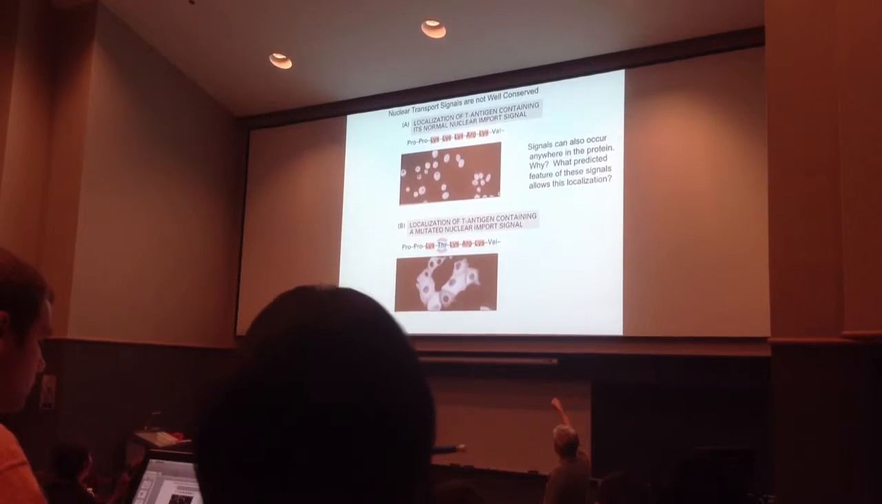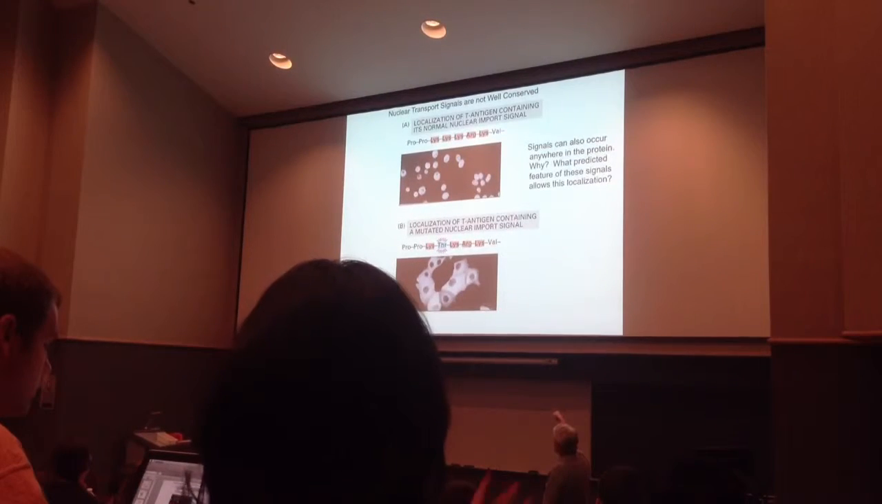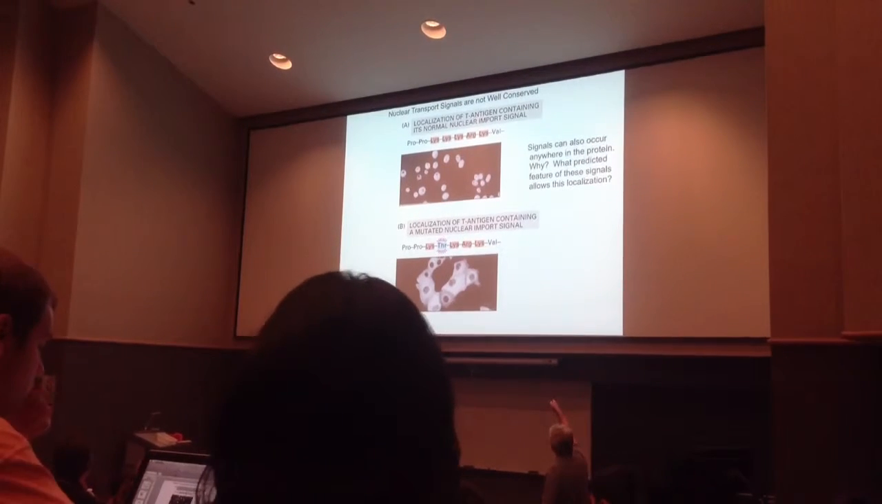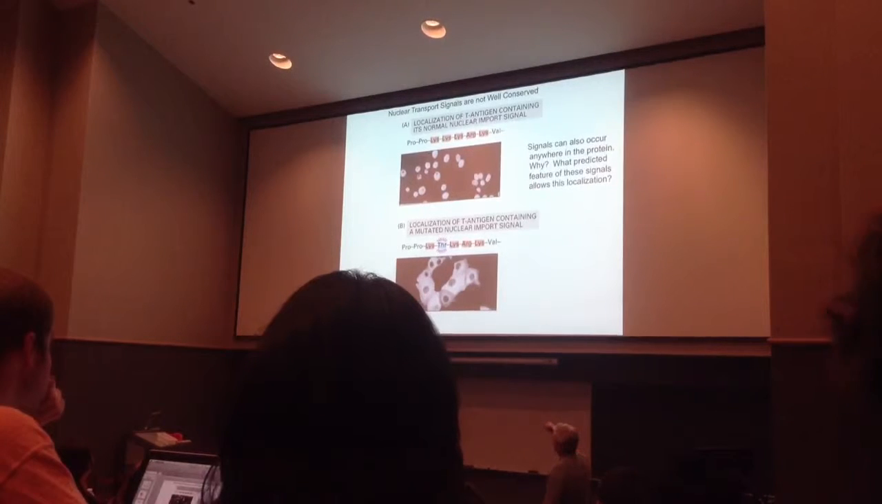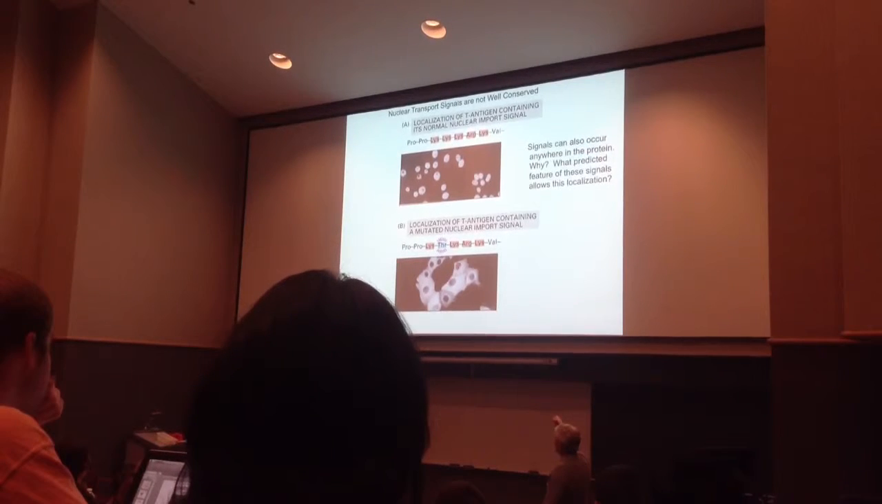If you take that lysine and mutate it to a threonine, take that gene and transfect it into a cell, let that cell make the T antigen from SV40, and then ask where it goes, you can see that now that protein is in the cytosol. It's not transported into the nucleus.